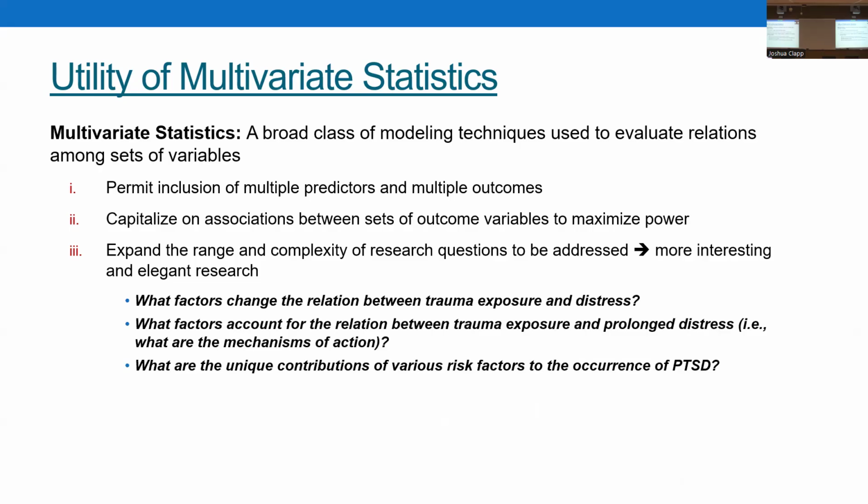Okay. So the types of questions I might ask with a basic multivariate model: what factors change the relation between a trauma exposure and distress, right? We know that if bad things happen to us, that can lead to different forms of distress. But does everybody who experiences the same thing experience the same amount of stress? No. What types of things change the nature of that relationship?